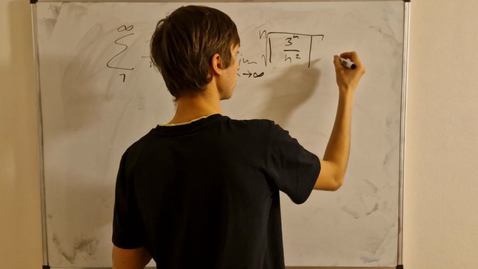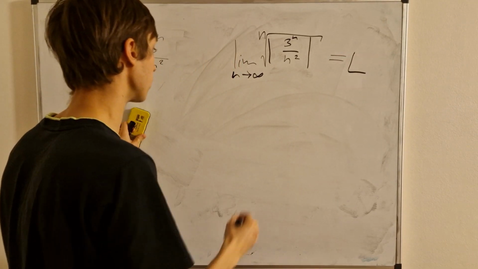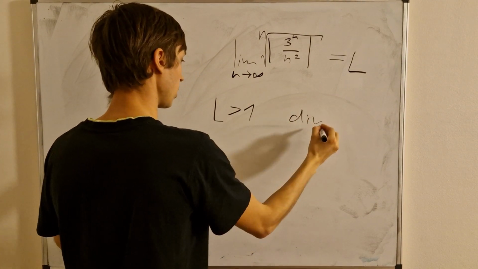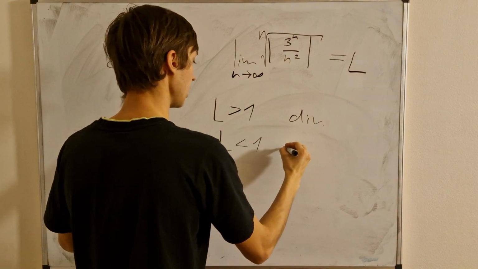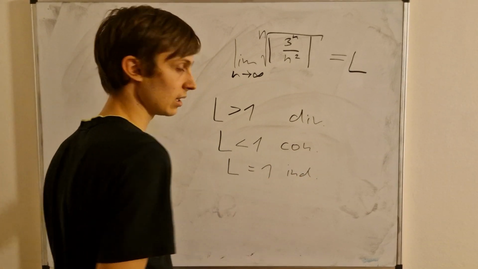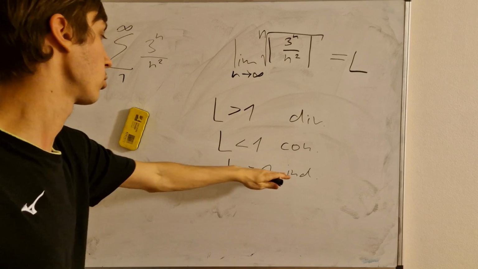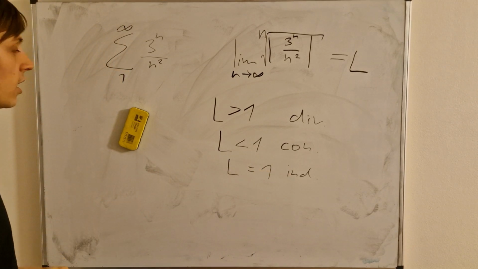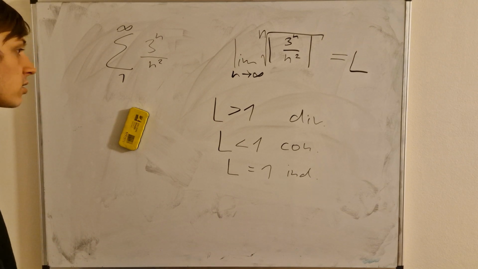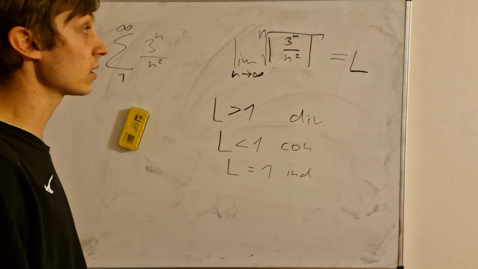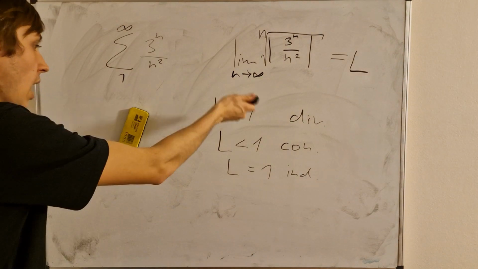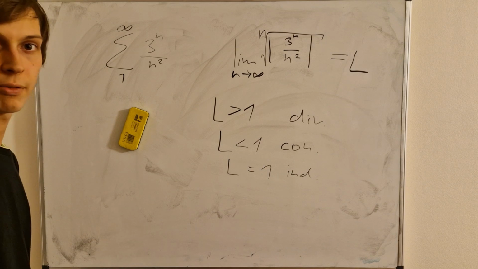So the result of this, let's say, in general will be L, and if L is larger than 1, then it's divergent. If L is smaller than 1, it's convergent, and L equals 1 is indeterminate. We don't have a conclusive decision. So we can determine straight away if an infinite series is divergent or convergent based on the result of this root test, as long as the value is strictly higher or strictly lower than 1. If it's exactly 1, then we have an issue.